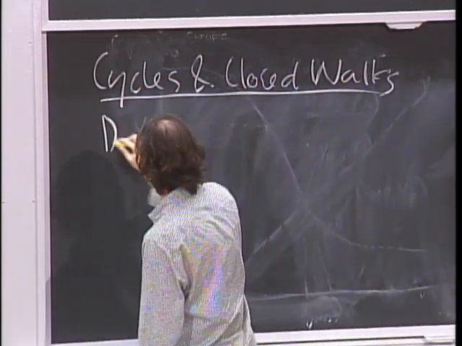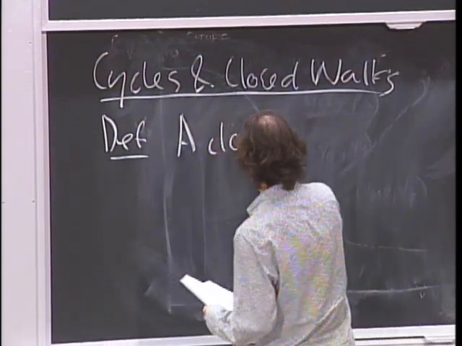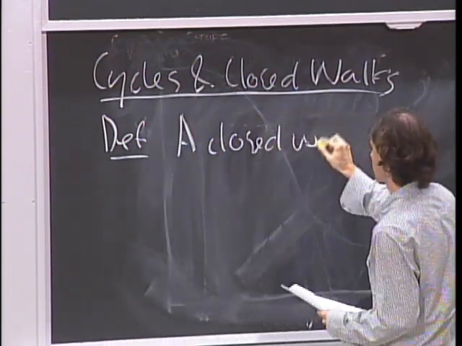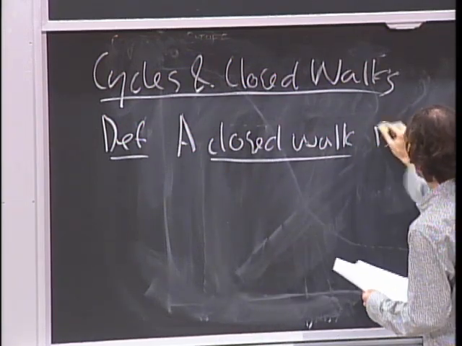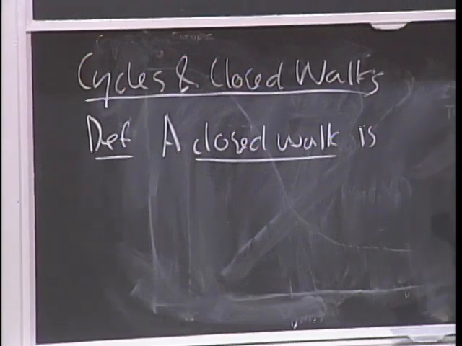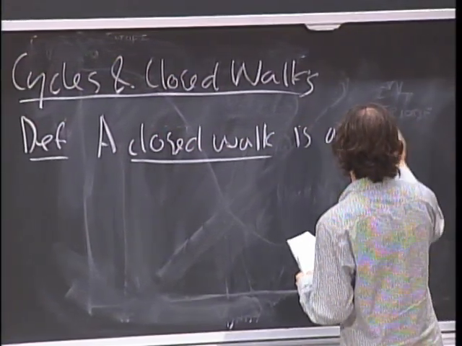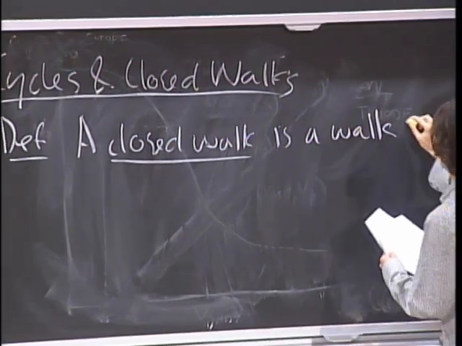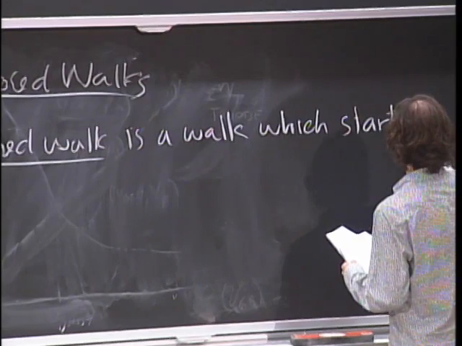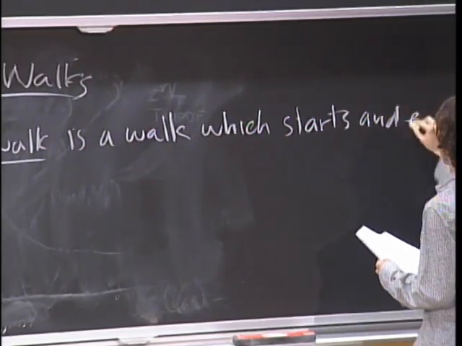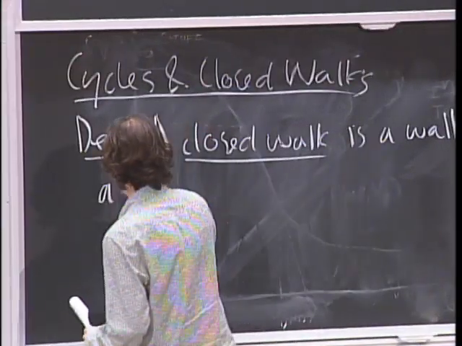We first define a closed walk, and once we have done this, we are able to get into cycles. So what's a closed walk? Well, it's actually a walk for which the start and the end vertex are the same. So it starts and ends at exactly the same vertex.